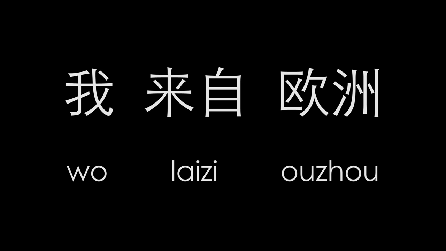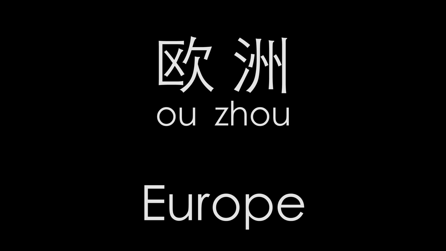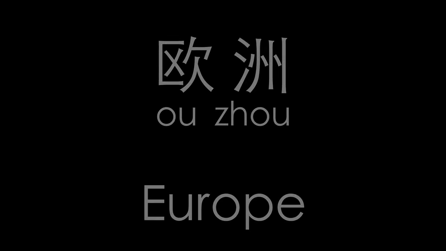我来自欧洲。I tell her, 我来自欧洲。来 means to come. And 来自 means to come from. 欧洲, that means Europe. And as you can hear, O-U together is pronounced O.